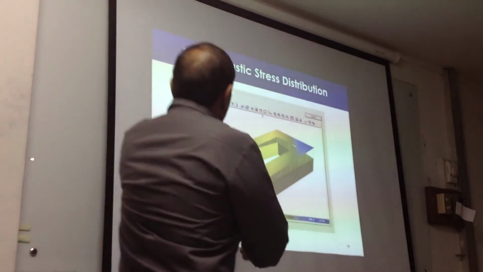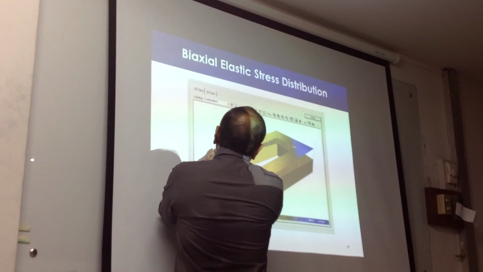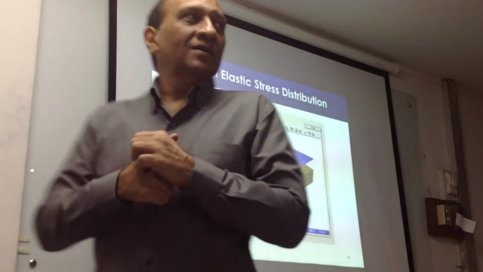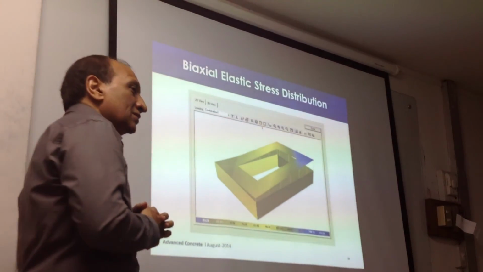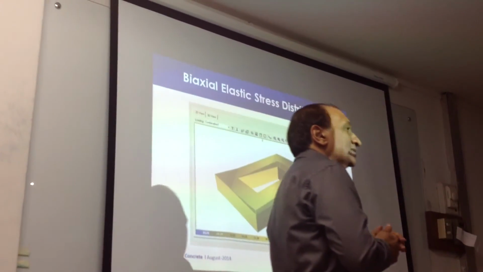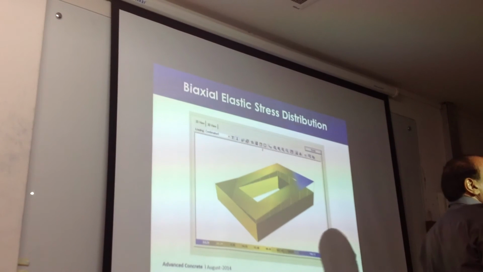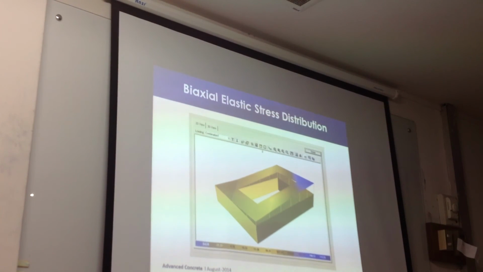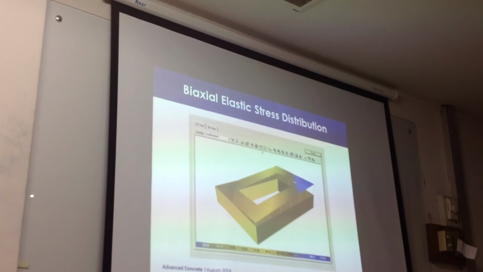This is the depth of the neutral axis. We normally measure the depth from here. The distance from this point to this point is called the depth of the neutral axis. The depth of the neutral axis for zero moment is infinity. There is no neutral axis. The neutral axis does not exist when you have no moment. Neutral axis only exists when you have moment and axial load.